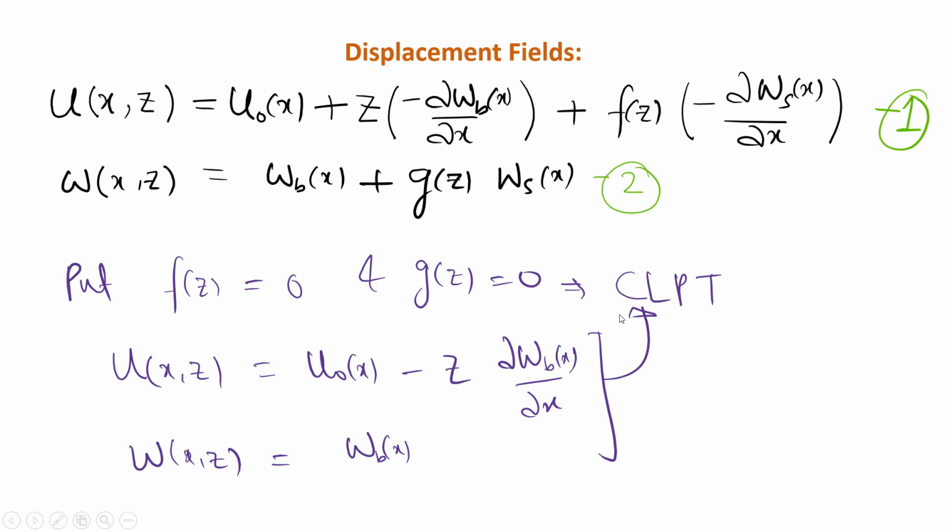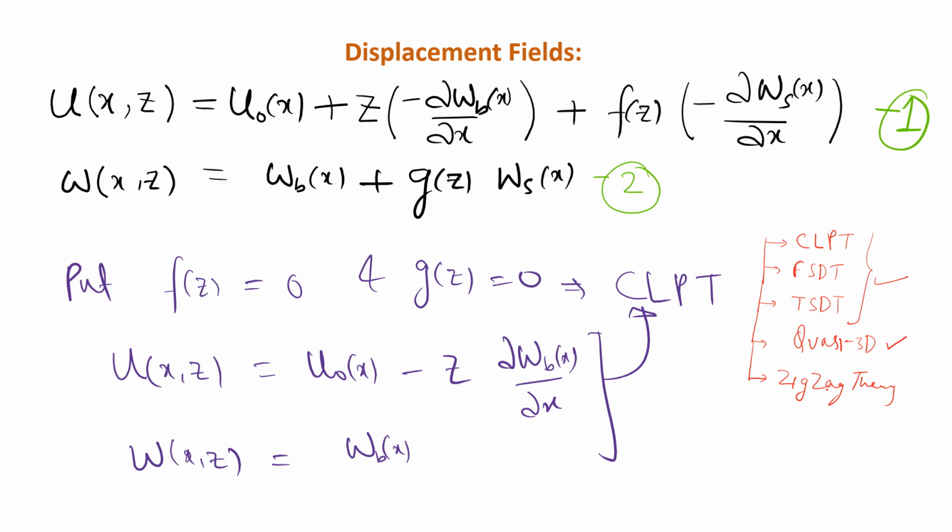So let's start. In the previous classes we studied the beam theories: CLPT, then FSDT, and then the third order shear deformation theory, TSDT. Today we are going to study the quasi three-dimensional theory, quasi 3D theory, and in the next class we will study the zigzag theory for the beam. So these three we have almost covered. Today we will cover quasi 3D, and in the next class the zigzag. Now we are going to start with the quasi three-dimensional theory.